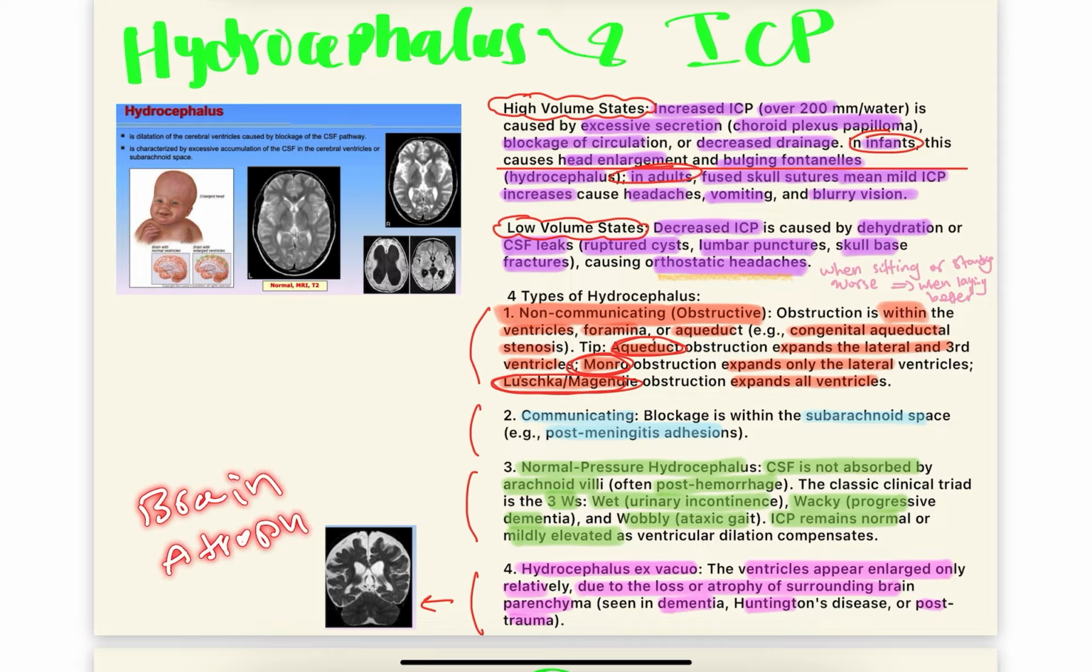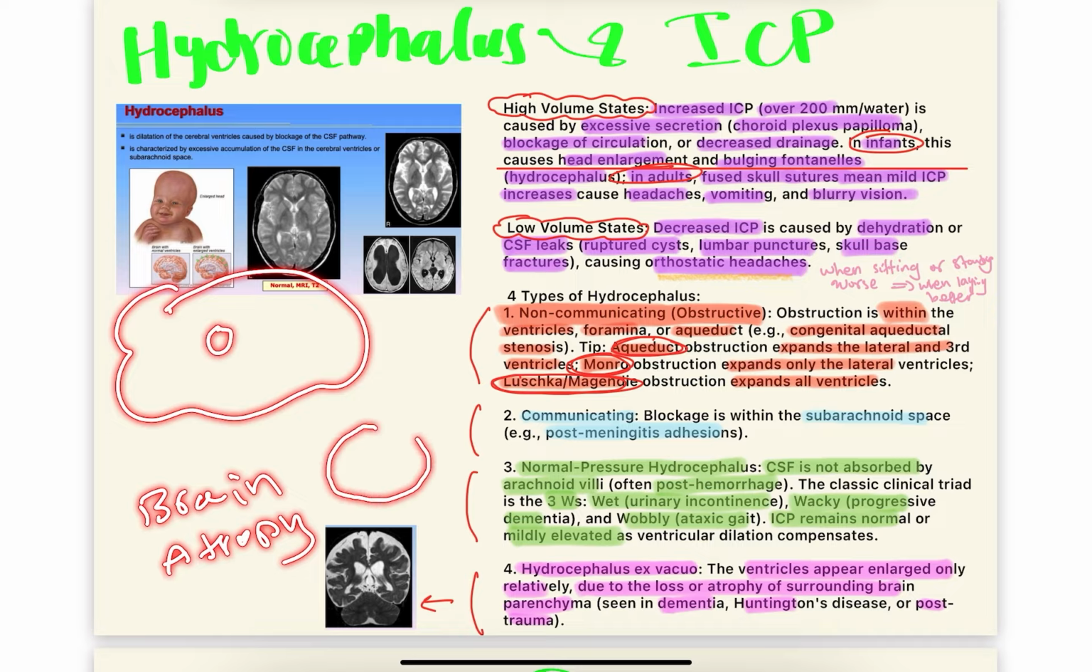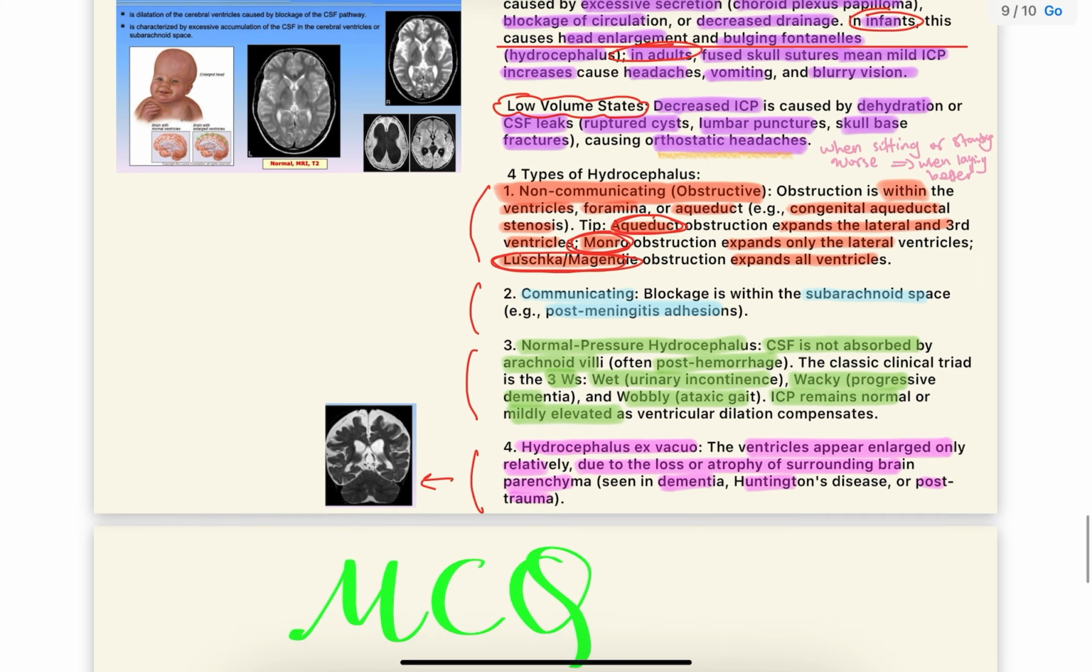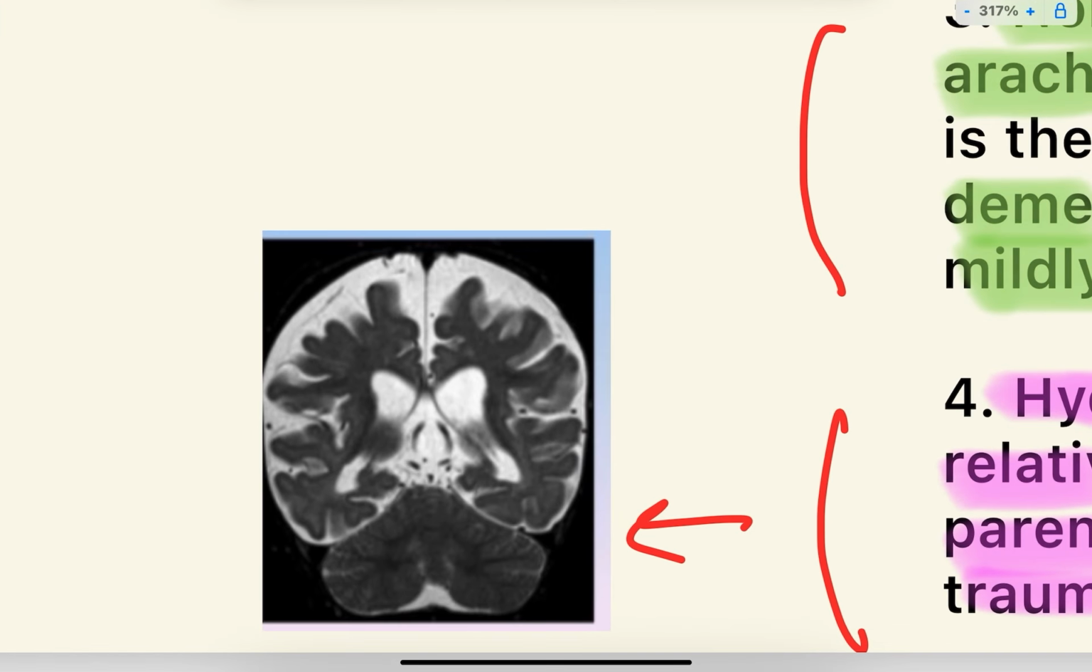Let's say, for example, I have this brain and this ventricle, and the brain became smaller while the ventricle is the same and didn't change. So the ventricle will appear larger, but the problem actually is not in the ventricle. The problem is the brain being atrophied. So here it's because of dementia, Huntington, or post-trauma. And this is how it may look.